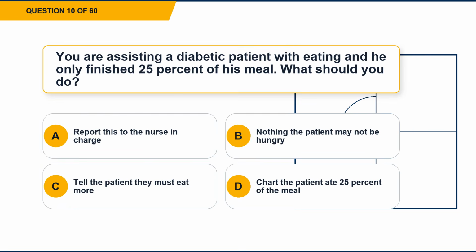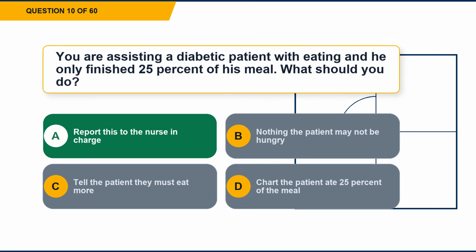Question 10. You are assisting a diabetic patient with eating and he only finished 25% of his meal. What should you do? Option A. Report this to the nurse in charge. Option B. Nothing, the patient may not be hungry. Option C. Tell the patient they must eat more. Option D. Chart the patient ate 25% of the meal. The correct answer is option A. Report this to the nurse in charge.